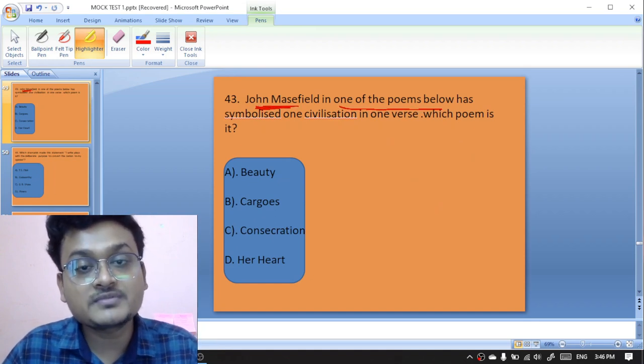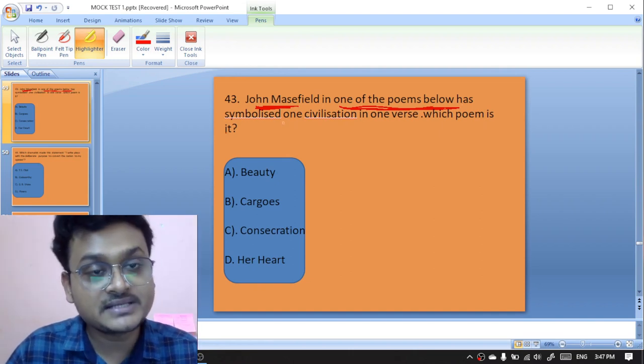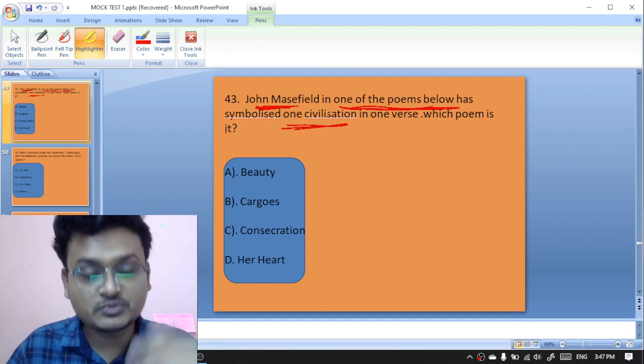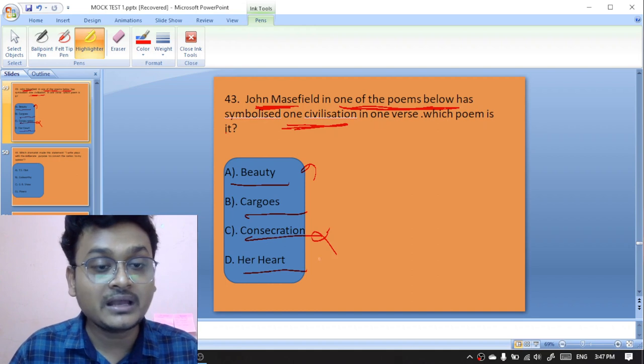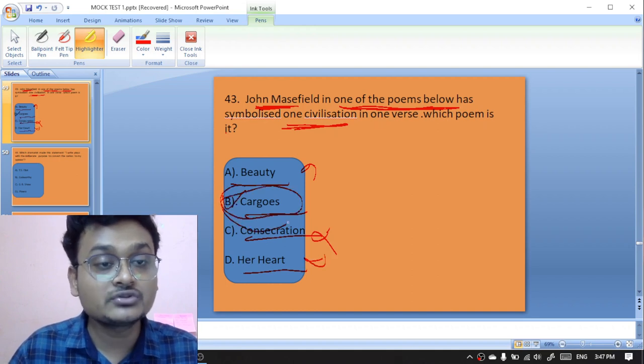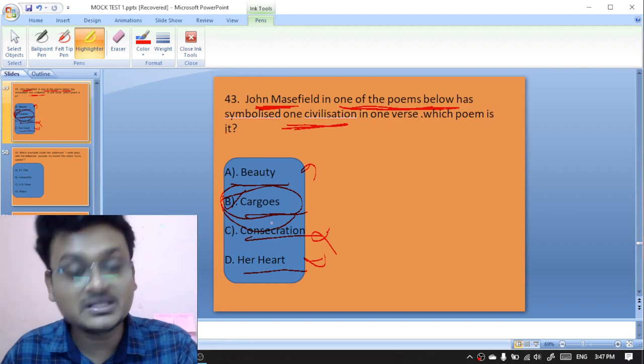John Masefield is one of the poets. In one of the poems below, he has symbolized one civilization in one verse. Which poem was this? Beauty, no. Cargoes, consecrations, okay, no. Her heart, no. It was Cargoes. In Cargoes, John Masefield has symbolized one civilization in one verse. So B is the answer here.